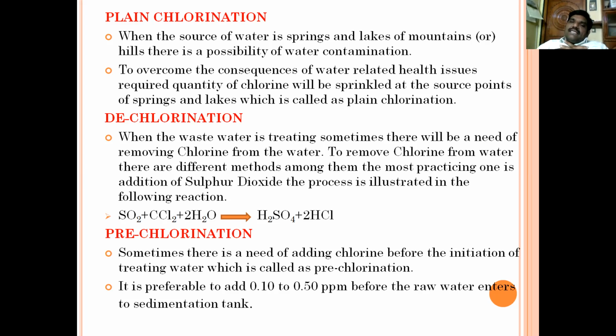Next one is dechlorination. When the wastewater is being treated, sometimes there will be a need of removing chlorine from the water. To remove chlorine from water, there are different methods. Among them, the most practiced one is addition of sulfur dioxide, and the whole mechanism is given in the equation: SO2 plus Cl2 plus 2H2O, where the chlorine is removed in the form of HCl. Dechlorination: sometimes when wastewater is being treated, there is a need of removing chlorine. In such cases, by adding sulfur dioxide, we can remove the chlorine.